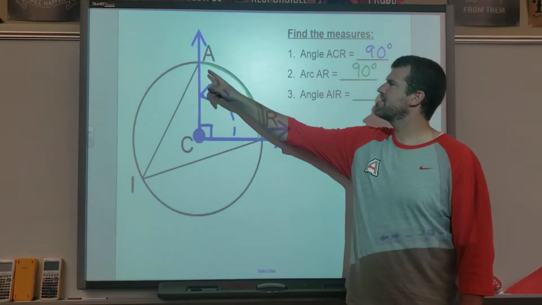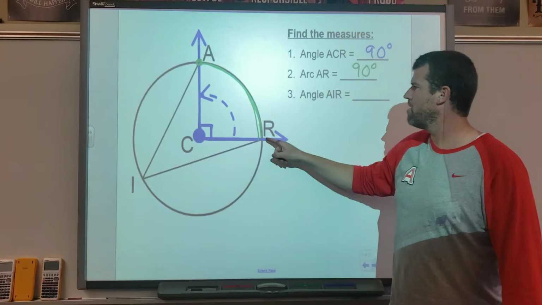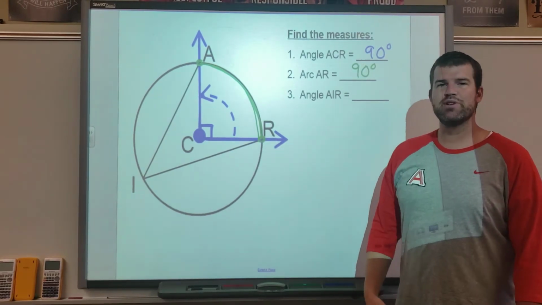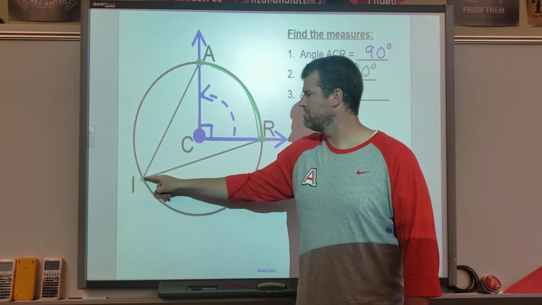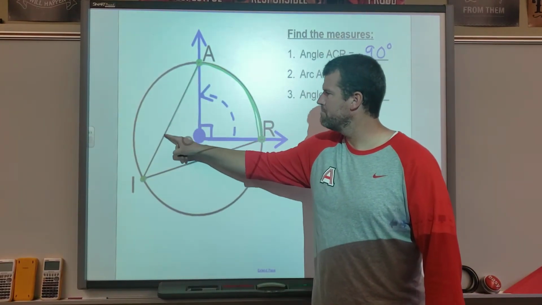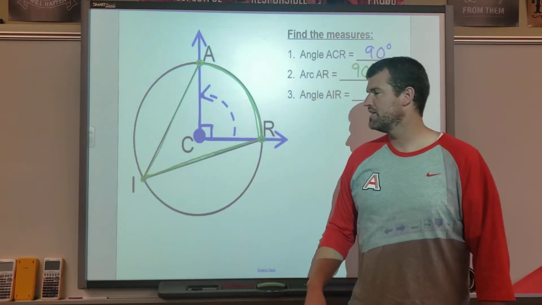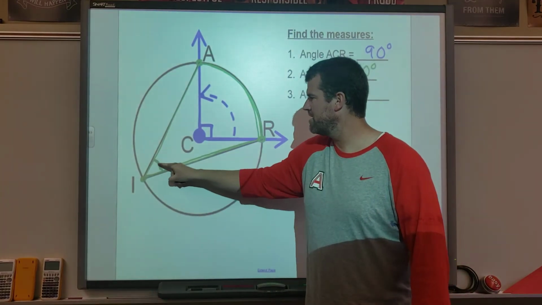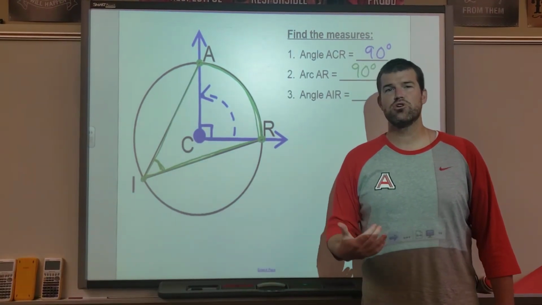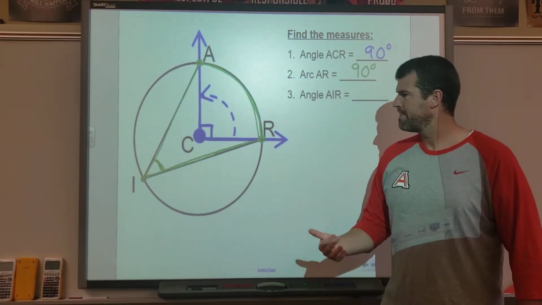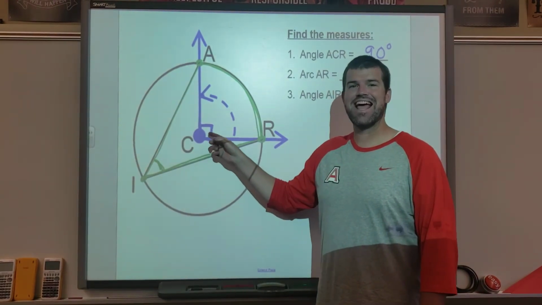But if we take this same intercepted arc, right, we have A, we have R. If we now go to an angle that's not in the center, but is rather on the edge of the circle, we're going to get a different measure. That is definitely not a right angle. It's not 90 degrees. Is that angle acute or obtuse? Right, that's an acute angle. So I know that it has to be less than 90 degrees.